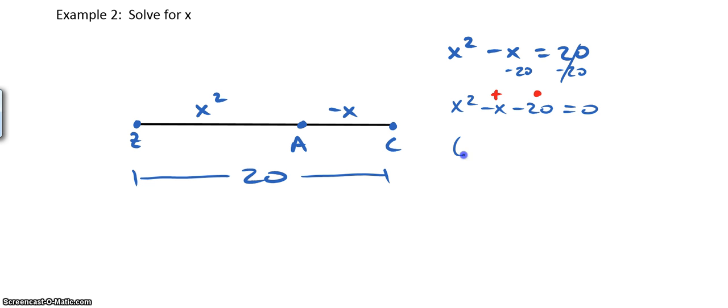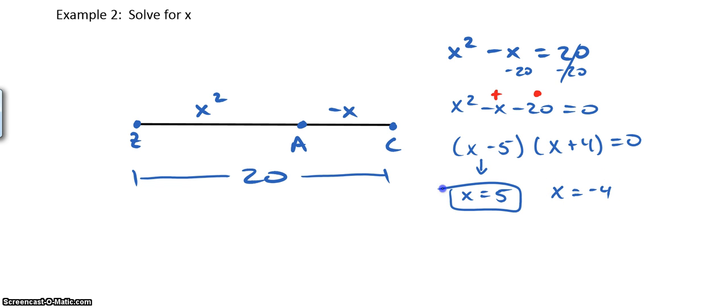Alright, so that gives me x minus 5, x plus 4. So my two solutions are x equals 5 and x equals negative 4. Now, you have to be very, very careful when you're factoring to test both of your solutions. You have to make sure they work.